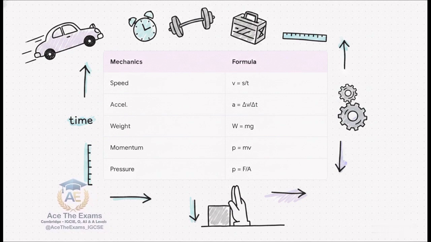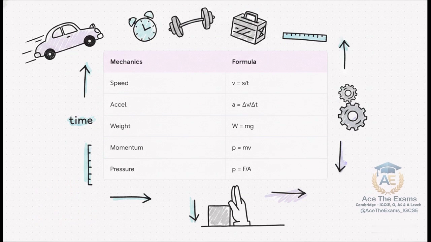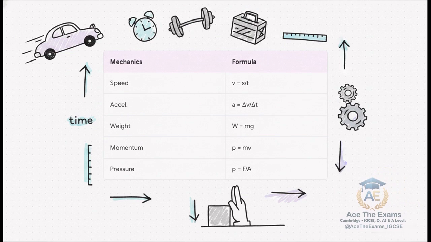Take speed, for example. The formula is v equals s over t. Speed is just distance divided by time. Then you have acceleration, which is a equals delta v over delta t. Or weight, which is a huge one, w equals m times g, mass times gravity. Momentum is simply p equals m times v, mass times velocity. And finally, pressure is p equals f over a, force divided by area.